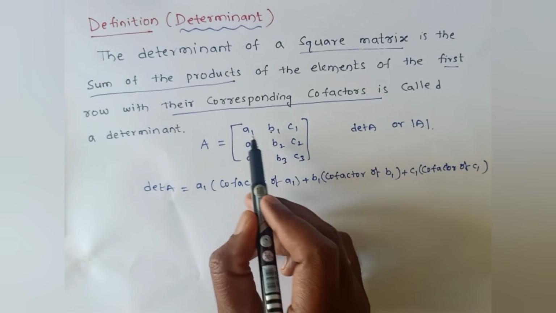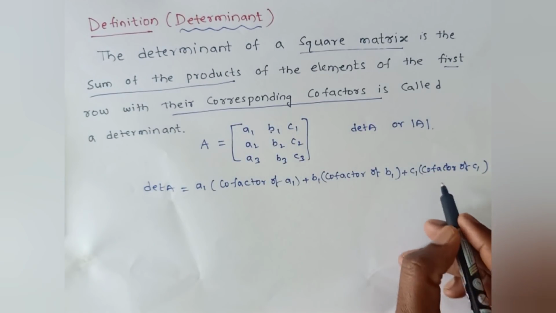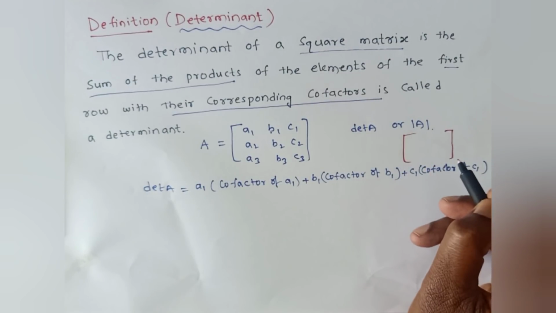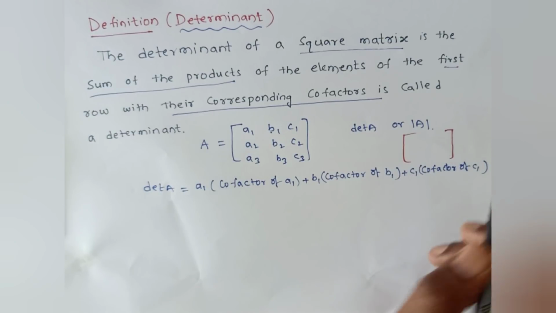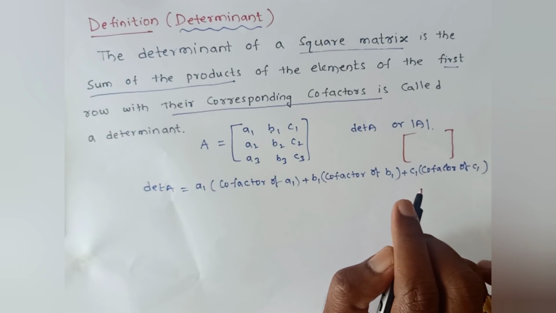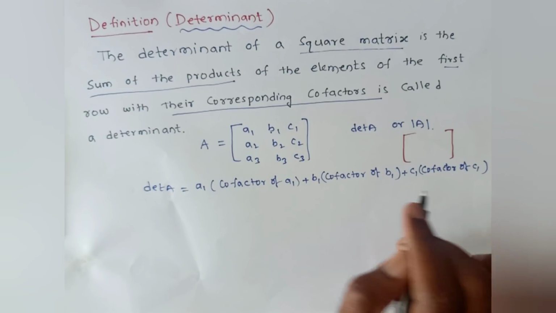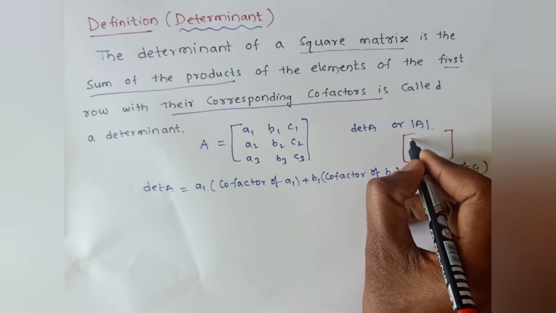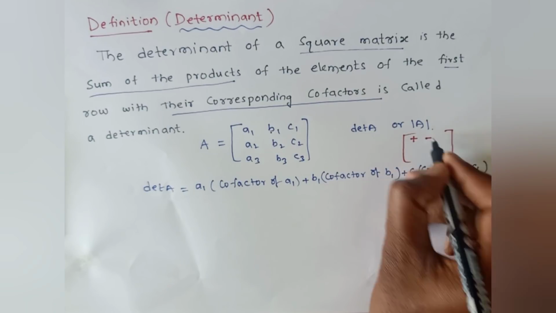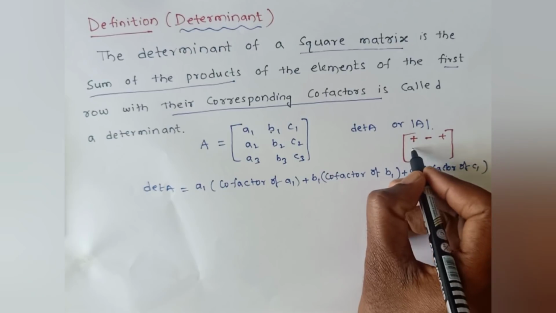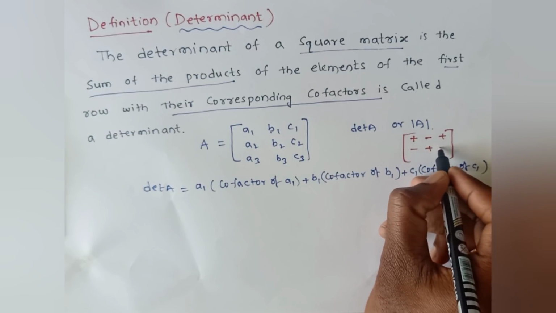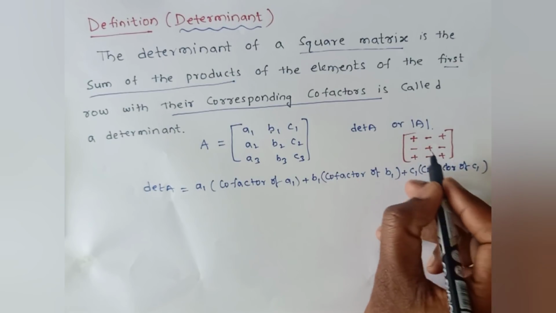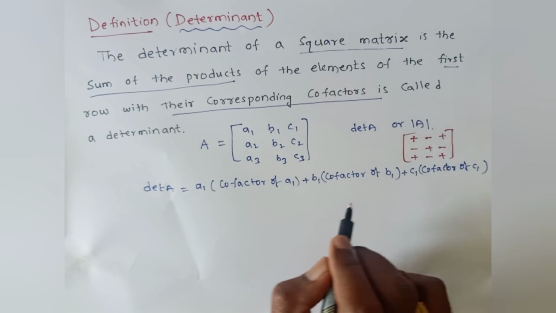Before that, you need to know the signs of the matrix. For example, you find minus 1 to the power of i plus j, where i indicates the row of the element and j the column. For a1, minus 1 to the power of 1 plus 1 means it is positive. Next negative, positive, negative, positive, negative, positive, negative, positive. So you can evaluate by using minus 1 to the power of i plus j.